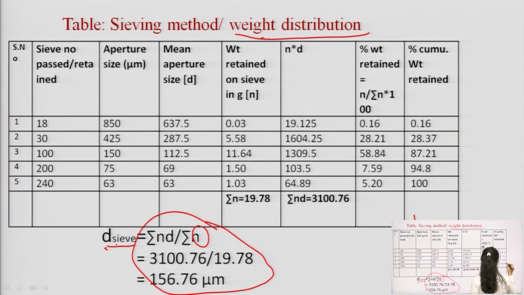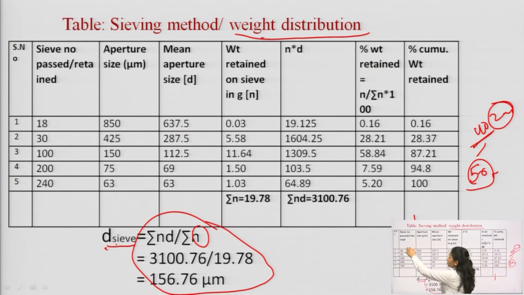Suppose that you have 50 particles, and among these 50 particles, 40 particles are of 2 micrometer. So what is the frequency of the 2 micrometer particles? 40. So we have to tabulate the data in this way.